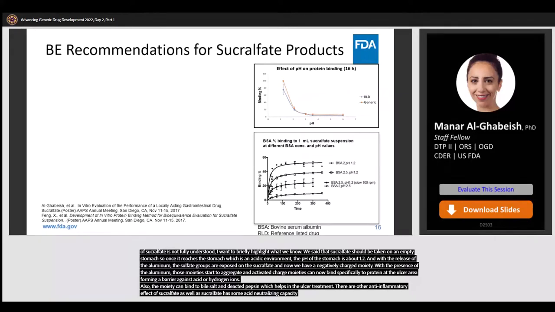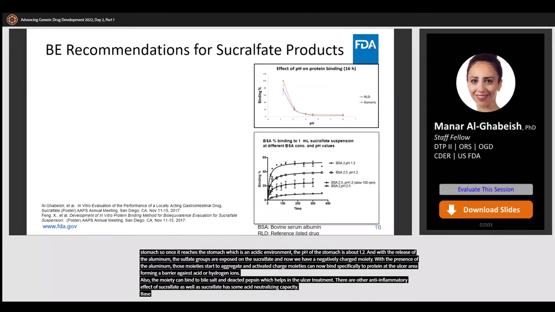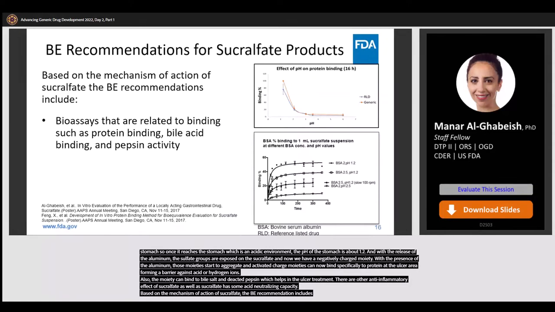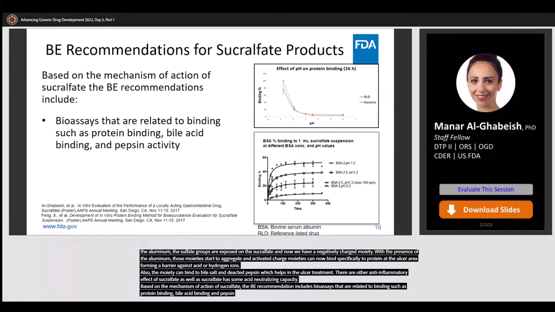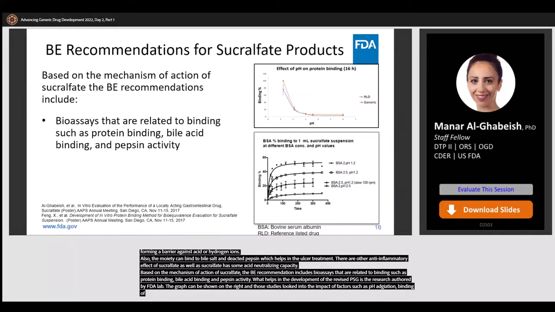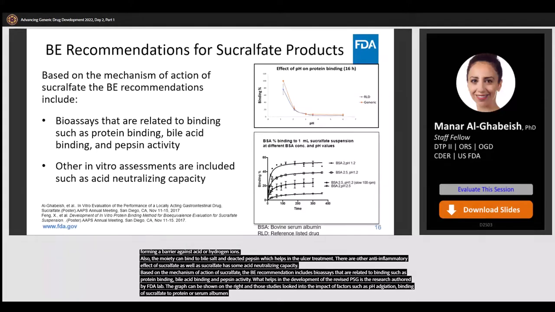Based on the mechanism of action of sucralfate, the BE recommendations include bioassays that are related to binding, such as protein binding, bile acid binding, and pepsin activity. What helped in the development of the revised PSG is the research authored by FDA lab. Some of it can be shown on the right, and those studies looked into the impact of factors such as pH, agitation, and amounts on the binding of sucralfate to protein or serum albumin. Other in vitro assessments were also included in the PSG, such as acid neutralizing capacity.